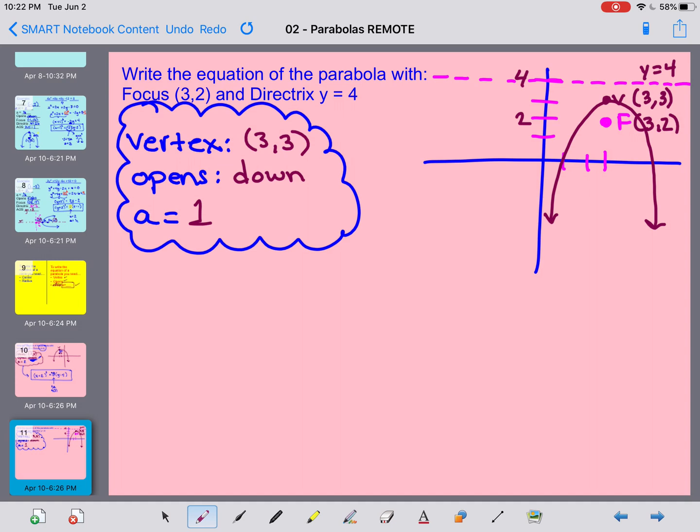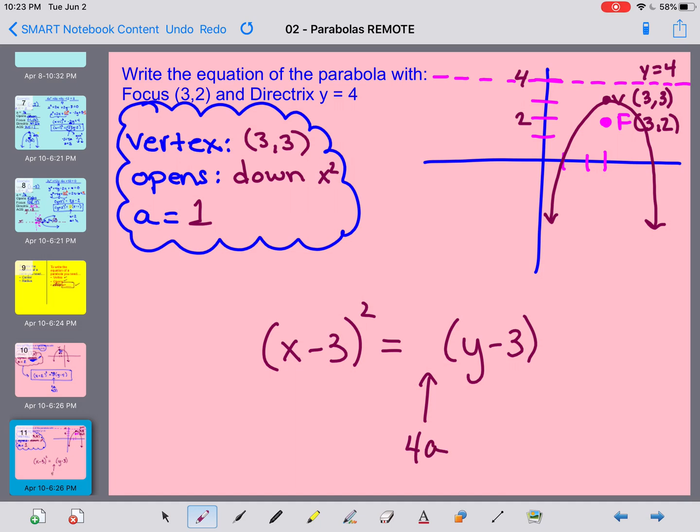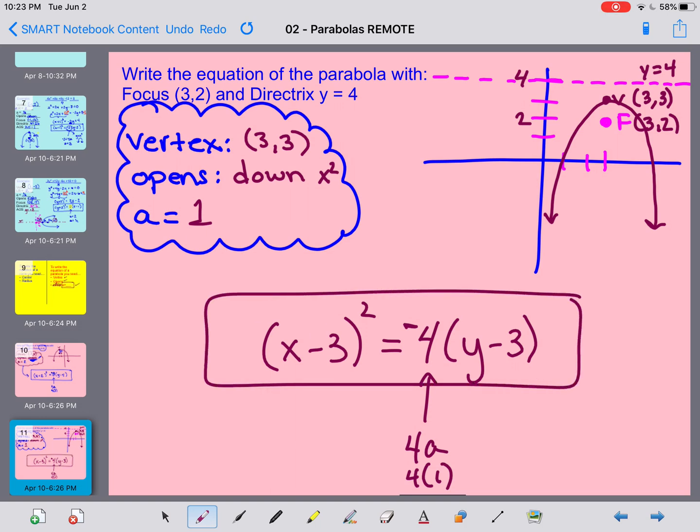So let's write the equation. Because it opens down, I know that x is being squared. Again, sorry about the lack of variety here. The y value is not being squared. And then in front of the parentheses, I'm going to put my 4a value, a being 1, so this is going to be a 4. And because it opens down, I'm going to use a negative sign. Final answer.